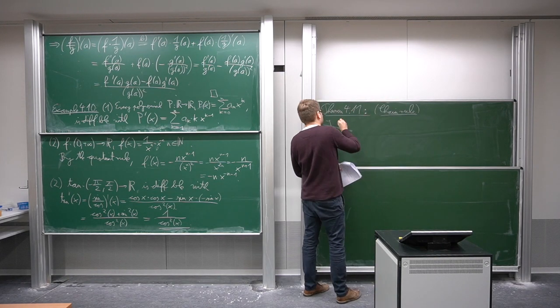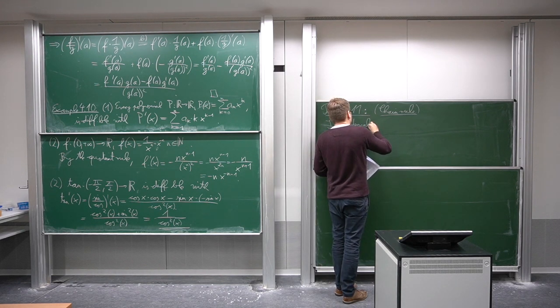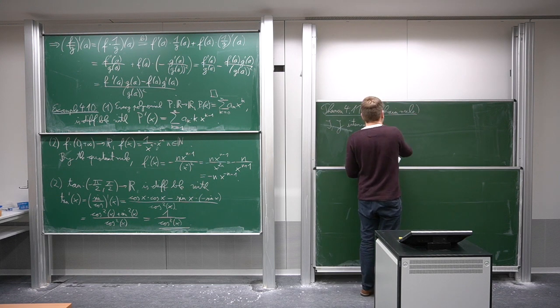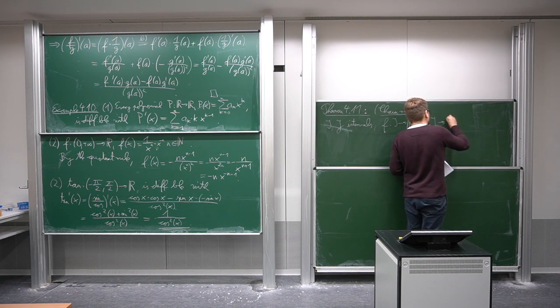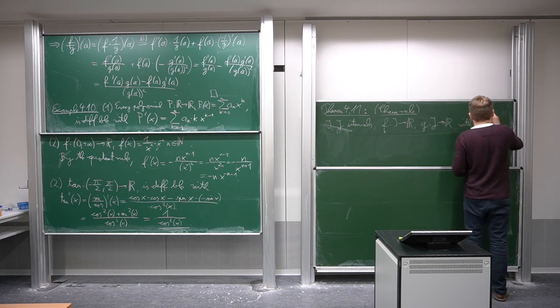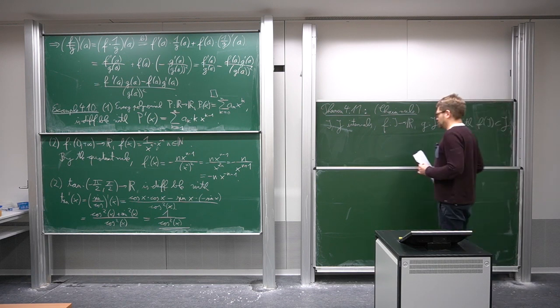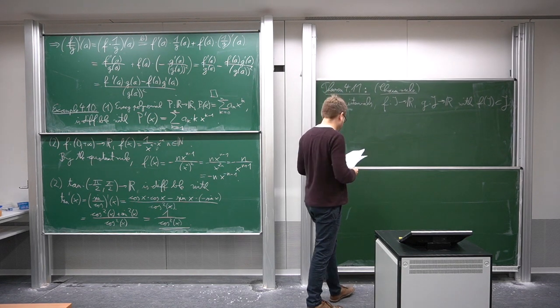Okay, we take two intervals, I and J. They are just intervals, and then we take a function f from I to R, and g from J to R, and assume that f of I is a subset of J, such that we can define the composition of these functions. And this is what we're interested in now, the derivative of a composition of functions.